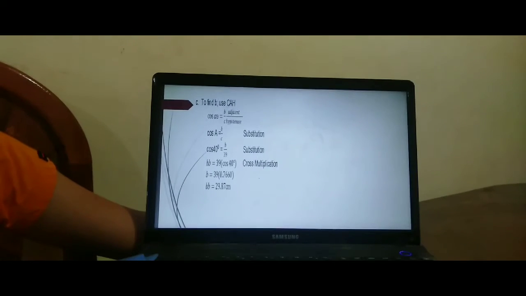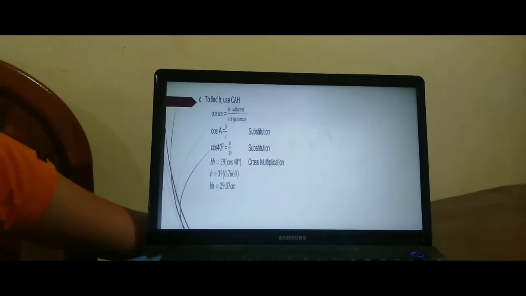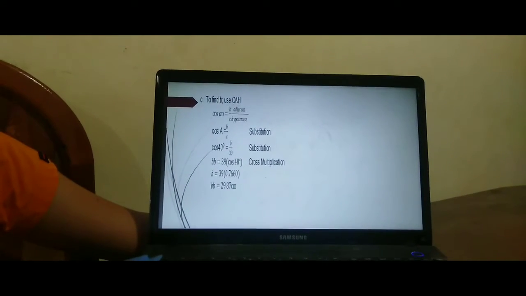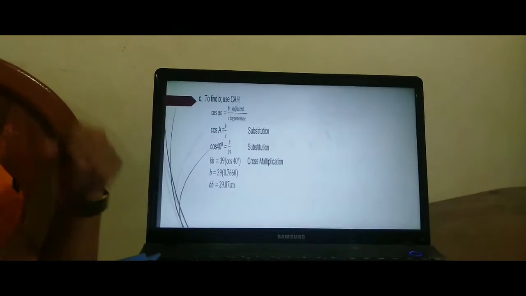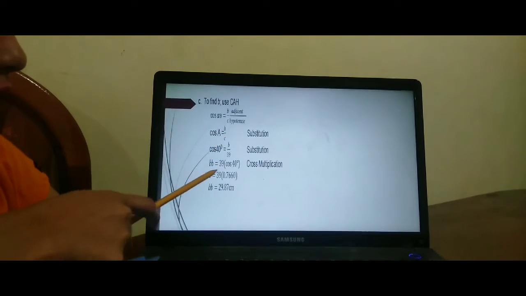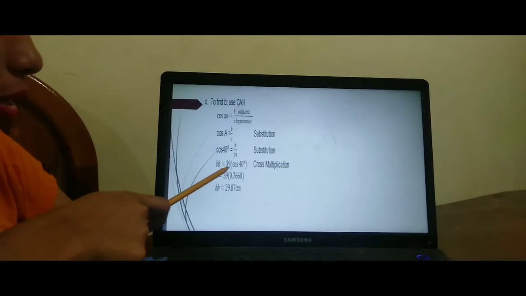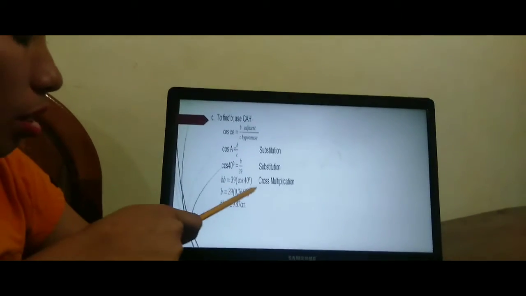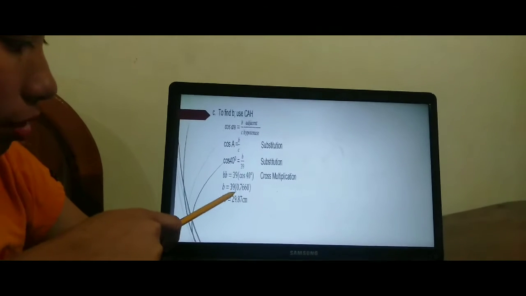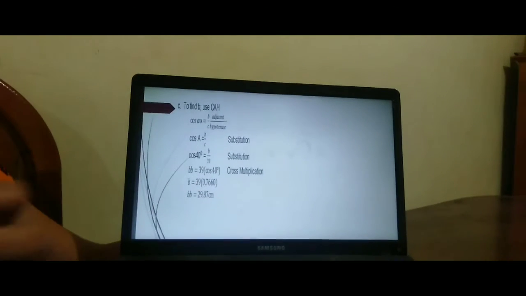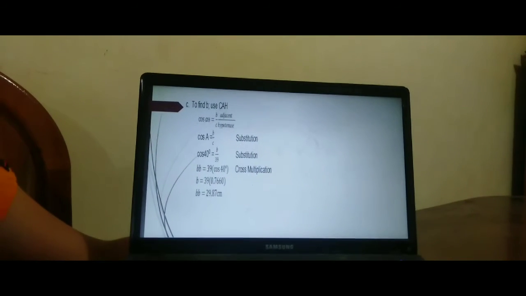Sa measure of side B, we will use cosine. Cosine of A is equal to B over C. So, our cos A, our A is 40 degrees, and then our C is 39. So, cross multiply, B equals 39 times cosine 40. Cosine 40 is equal to 0.7660. Times 39, our B is 29.87 centimeters. That is the measure of our side B.